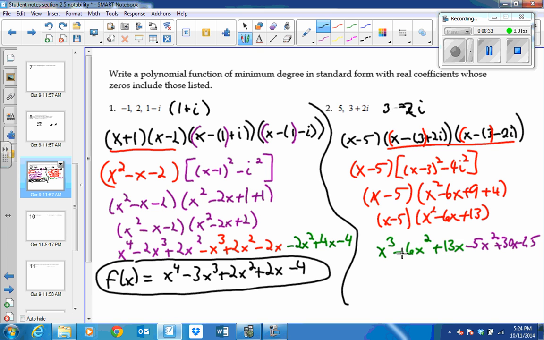So combine all of our like terms, and we get f of x equals x cubed minus 6x squared minus 5x squared gives us minus 11x squared. Plus 13x plus 30x gives us plus 43x. And minus 65. I feel like I missed a sign somewhere. But anyway, I think that's right.